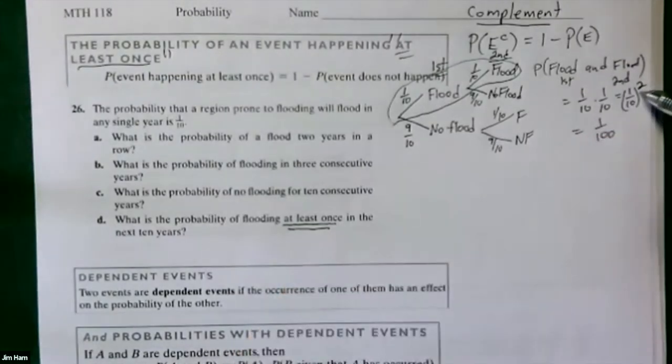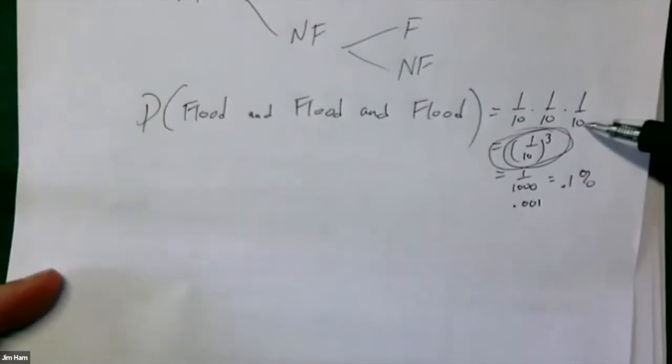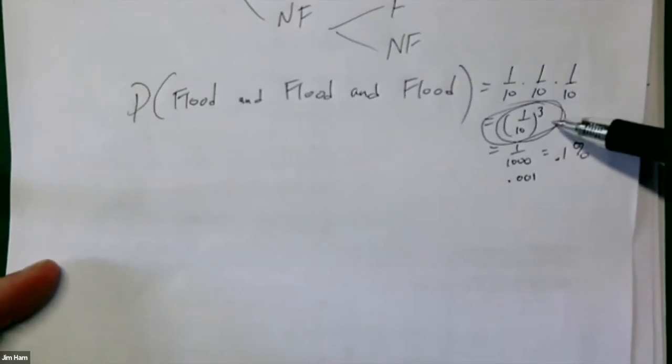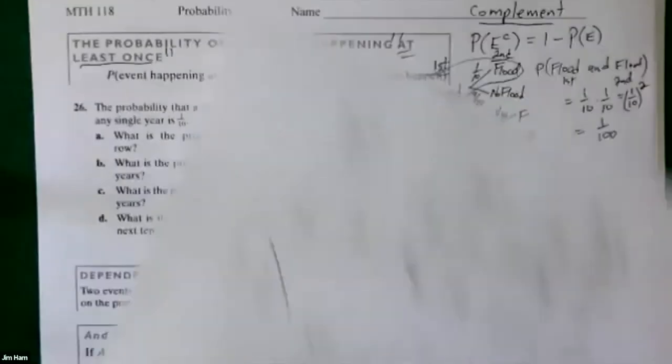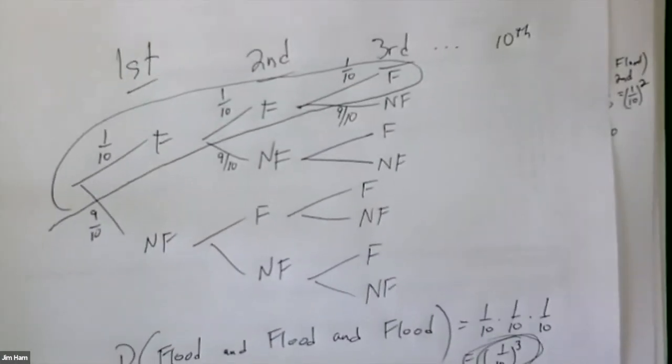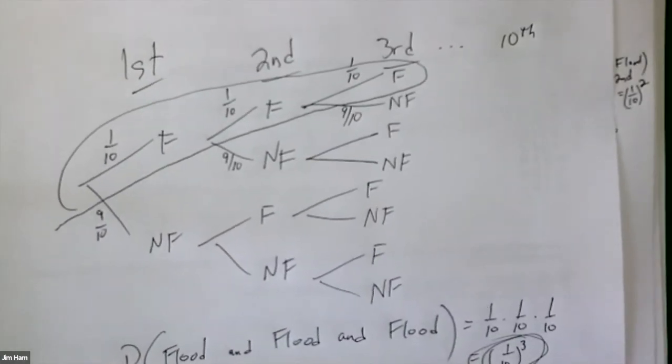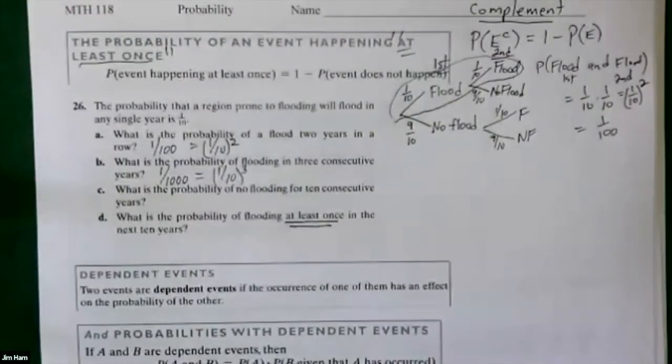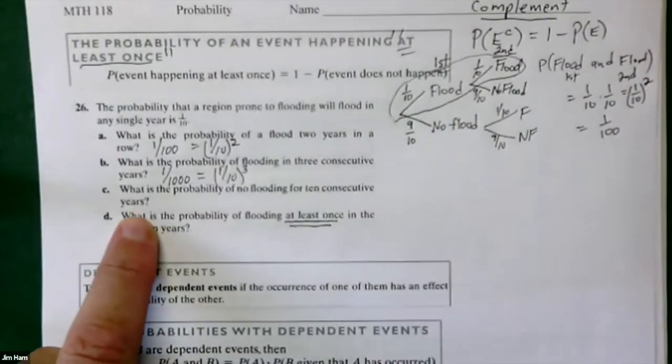All right, focus in here and here. 2 years, 1/10 to the second power. 3 years, 1/10 to the third power. See the pattern? There it is. Okay, here comes the question. Now, I'm going to run out of paper if I want to do 10 years, right? But using the pattern that you observe here, what do you think the probability of no flooding for 10 years in a row would be?